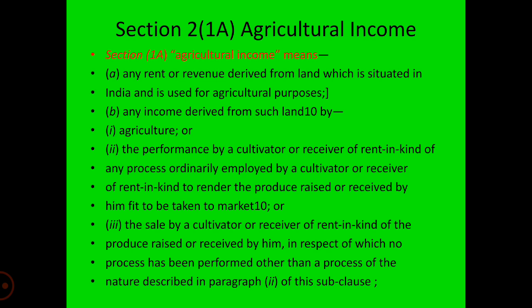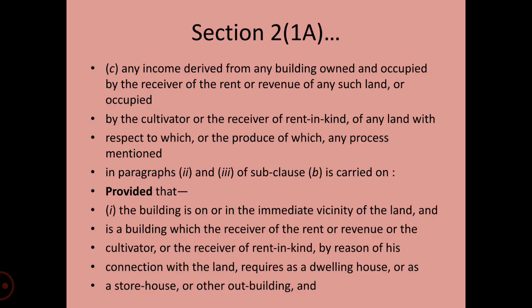Agricultural income means, Clause A, any rent or revenue derived from land. Any rent or revenue which is derived from land situated in India and is used for agriculture purpose. Clause B, any income derived from such land by, Clause 1, agriculture. The performance by a cultivator or a receiver of rent in kind of any process ordinarily employed by a cultivator or receiver of rent in kind to render the produce received by him fit to be taken to market.